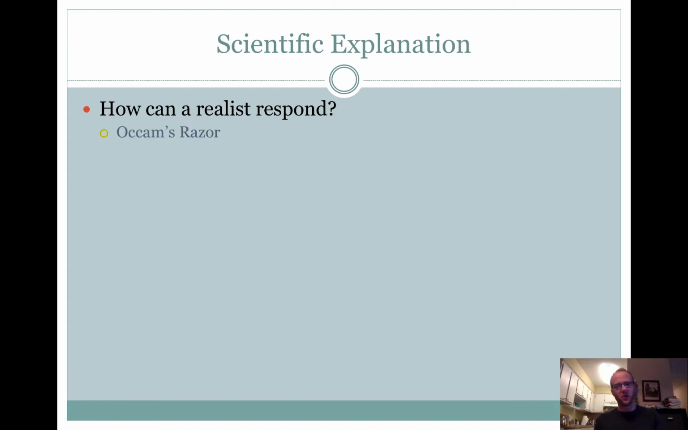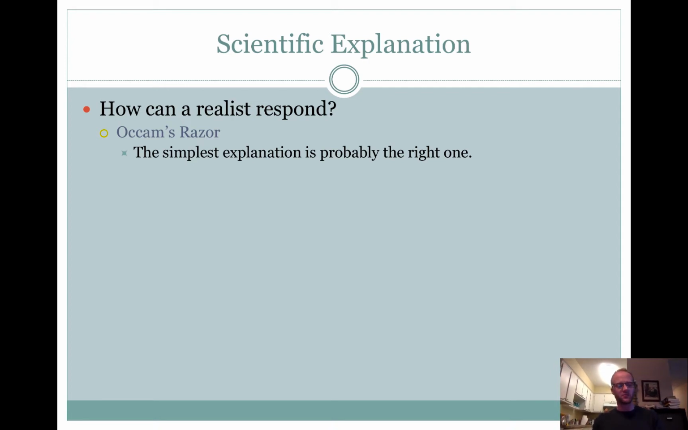Well, the realist is going to pull out Occam's razor. So William of Occam, if you're familiar with Occam's razor, he basically just said the simplest explanation is probably the right one. So take some bit of phenomena, something that happens.